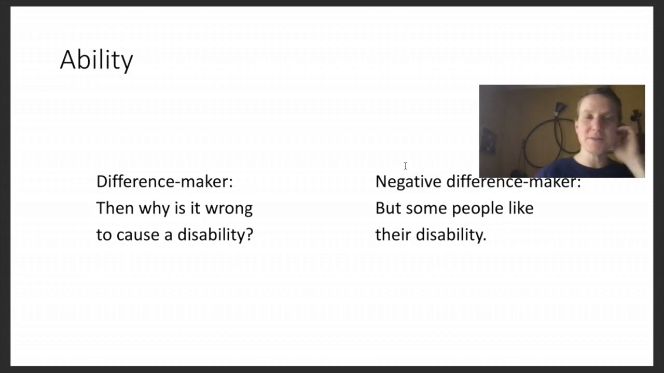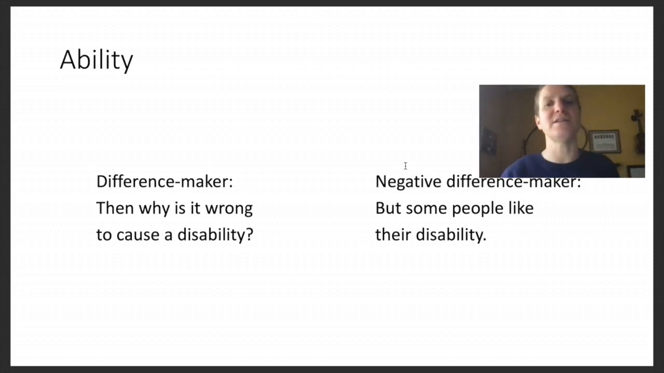A difference maker view, then the person who believes it's merely a difference maker, like Barnes herself, needs to say, then why would it be wrong to cause someone to have a disability, which seems wrong. But the people who believe disability is a negative difference maker need to say why some people are pleased with their disability. How do we have an account of disability that takes seriously the testimonies of disabled people who feel like their disabilities are an important part of their identity?